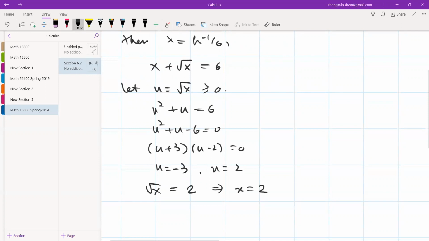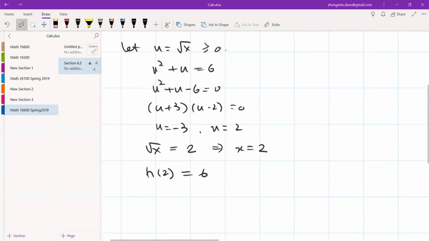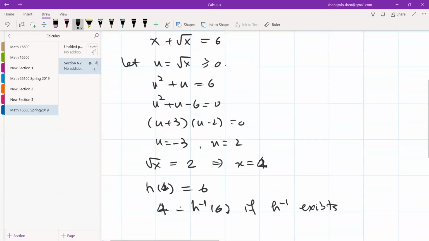In other words, f of 4 is going to be 6. So if the inverse exists, 4 is going to be the value of the inverse function at 6, if the inverse exists. Oh, it's x equals 4. You're right, that's my mistake. Yes, x equals 4, because 2 squared is 4.